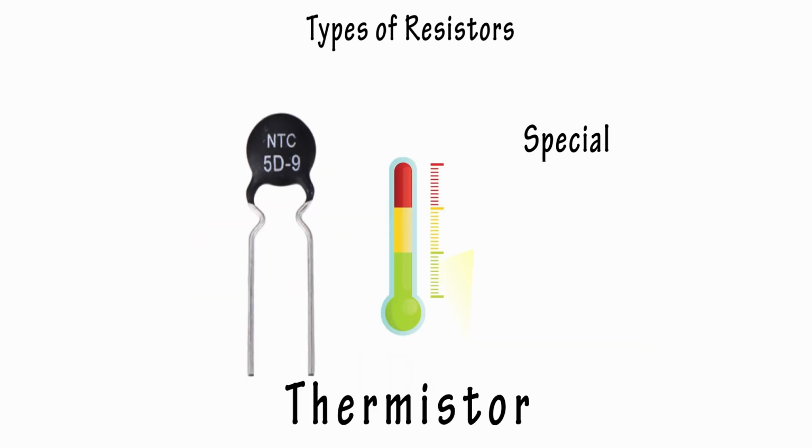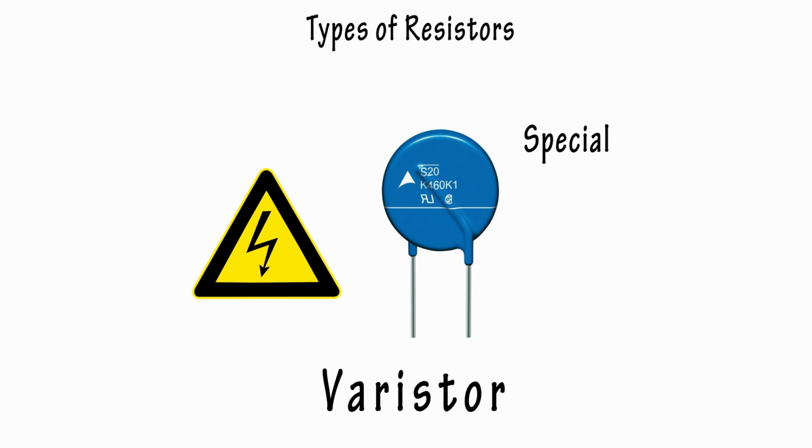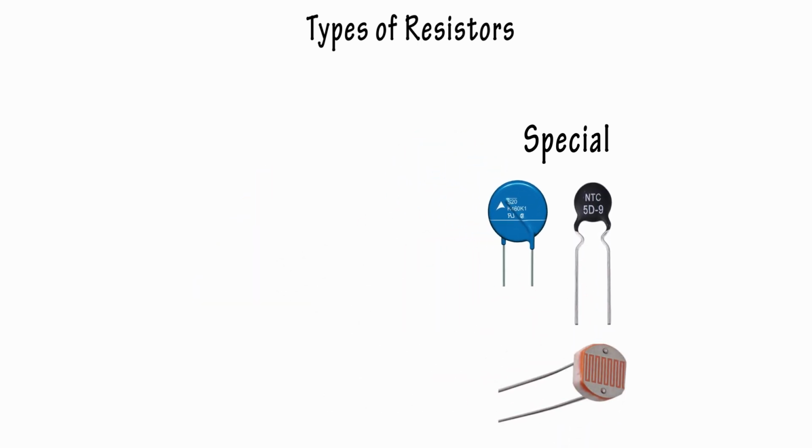Thermistor is also a variable resistor whose resistance value is influenced by the temperature of the thermistor. Varistor is also a variable resistor whose resistance value changes by the amount of potential difference across this particular component. So these are special resistors.